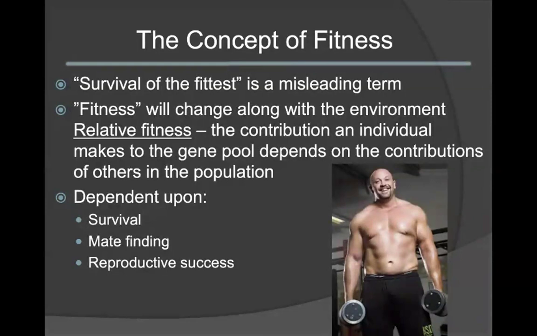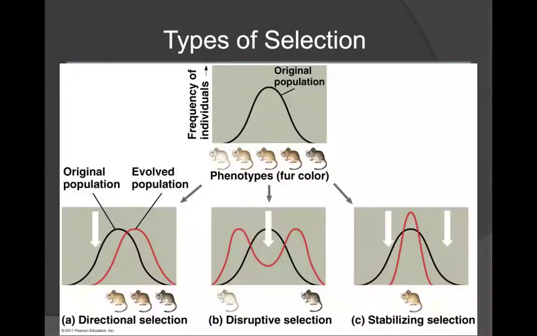Fitness of an individual is highly dependent upon three main things: survival of the individual, the ability of that individual to find a mate, and the overall reproductive success, meaning that that individual was able to survive, mate, and produce a viable offspring that would then be able to pass on their genes. There are also many different types of selection that can result. Natural selection is not always forward driving, meaning that it is not always pushing in one direction.